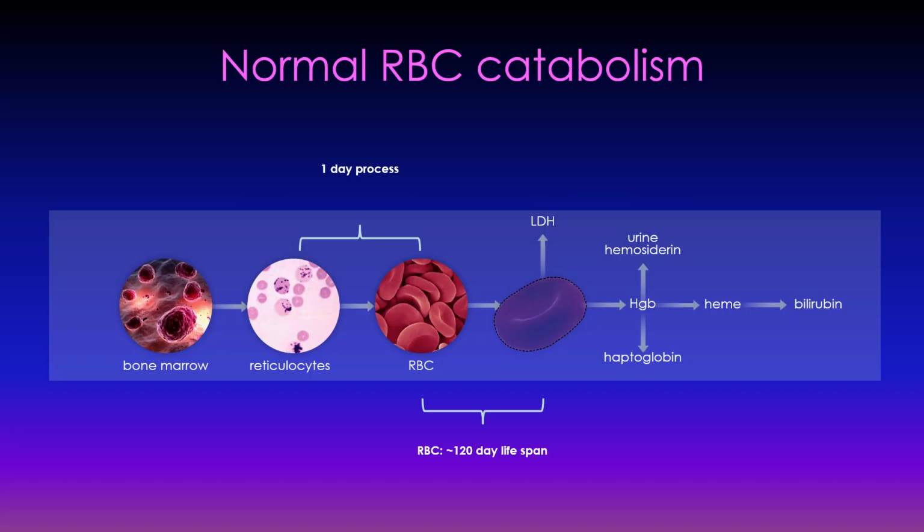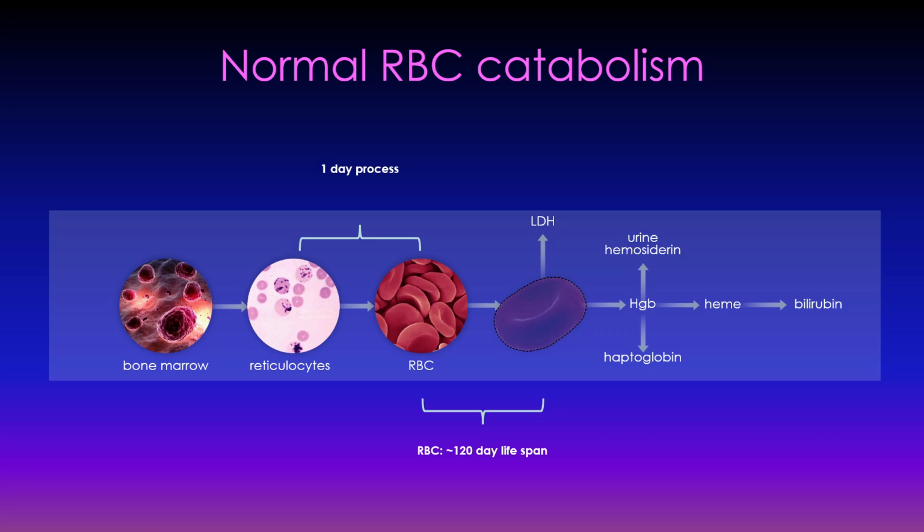And this is the normal red cell lifespan. We make red cells in our bone marrow. They stay here for a couple days. They become newly formed red cells called reticulocytes. These are staying in your bone marrow for a while. They then enter your circulation, stay there for a day, and then the red cell lives for normally about 120 days before it dies. When red cells die, the contents of the red cell release an enzyme called LDH, which can be measured at low levels in normal people.